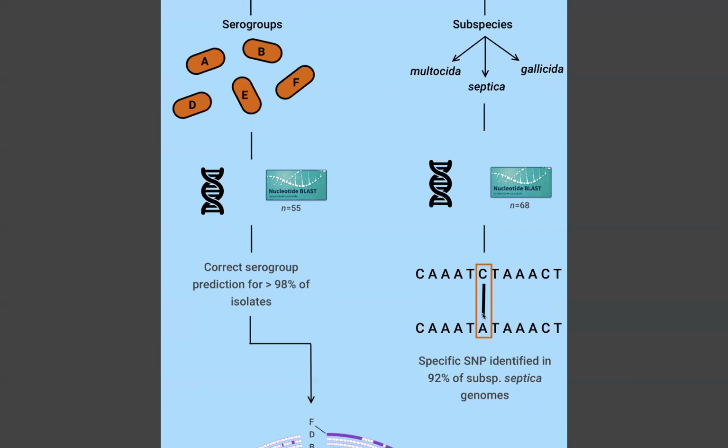The one subspecies septica genome that did not contain this SNP had a missense mutation at position 226 in the same gene. Therefore, it is likely that the SRL genes are responsible for the inability to ferment sorbitol in subspecies septica isolates. Additional investigation is needed on a larger set of genomes with confirmed subspecies. However, this serves as an initial step towards the development of an in silico method for distinguishing P. multocida subspecies.